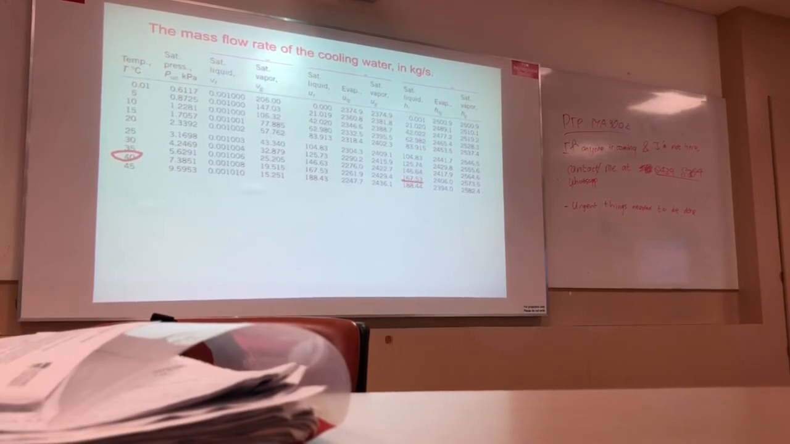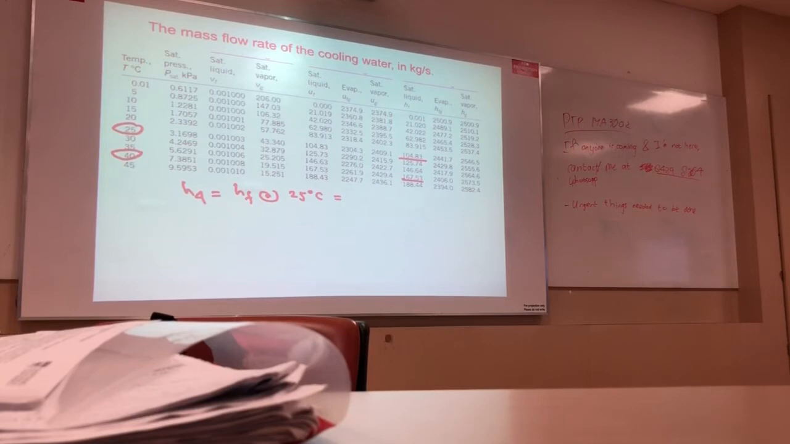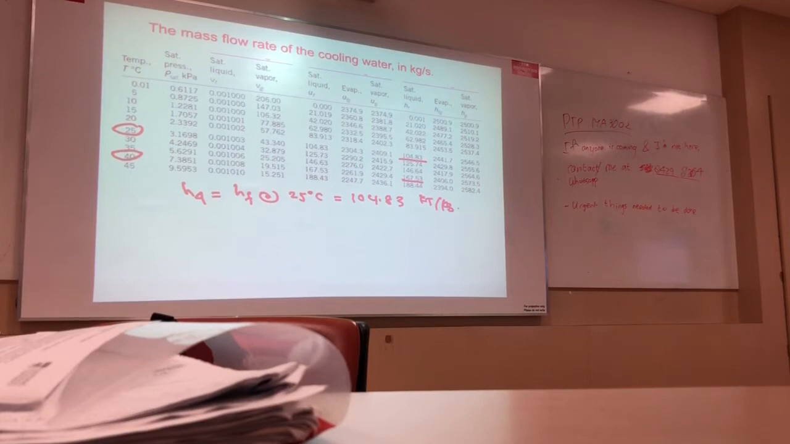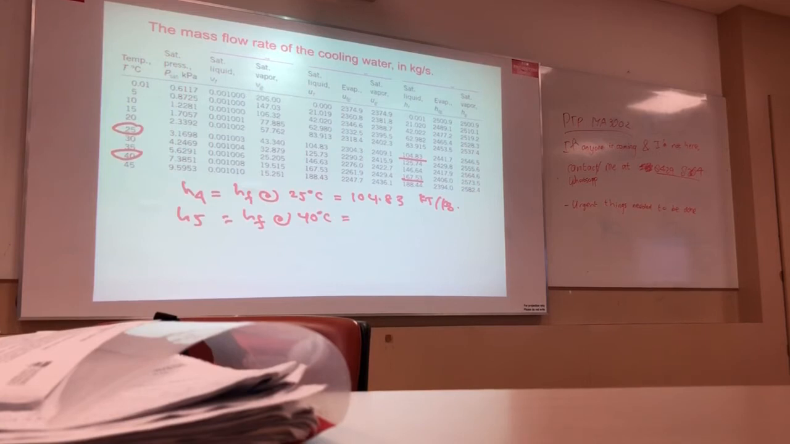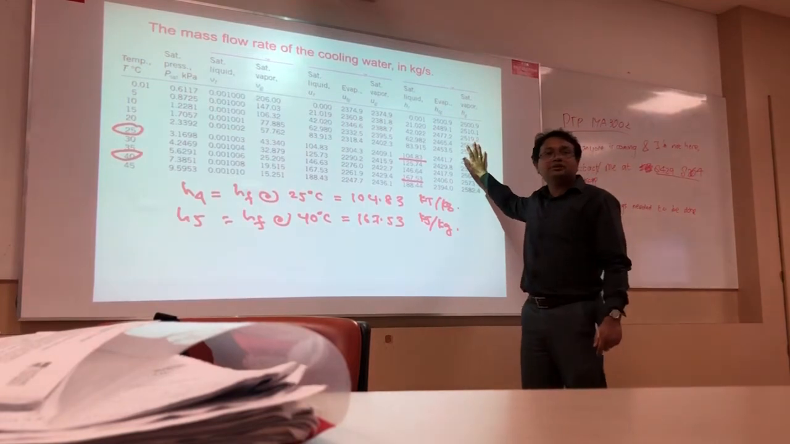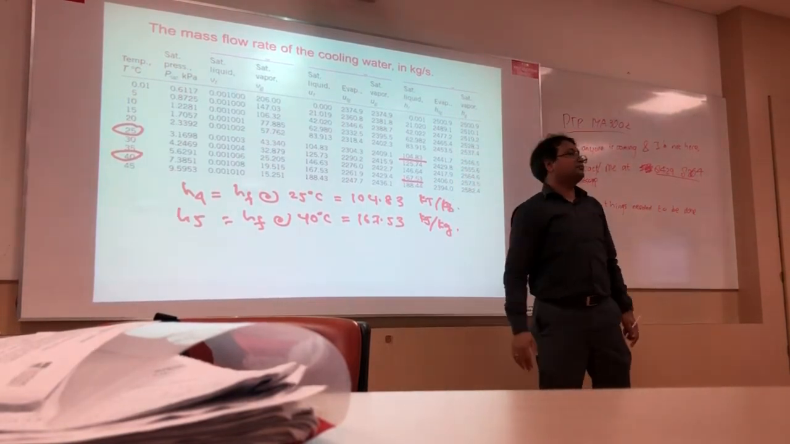This value, 25 is inlet. So what is H4? HF with respect to 25 degrees Celsius, which is 104.83 kilojoule per kilogram. H5, HF with respect to 40 degrees Celsius, 167.53. Okay? Then you can get from the table. You know this table, and the previous table, A17. Yeah, you can get from there.